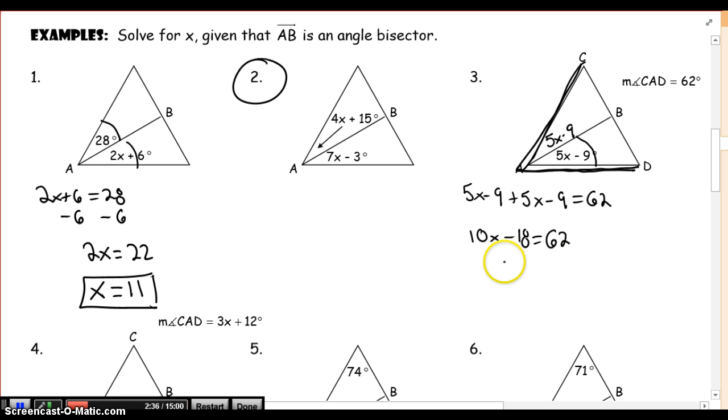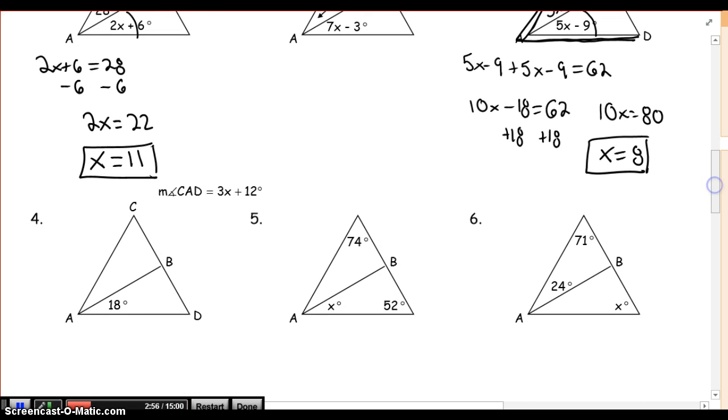Then it's just basic solving for x, like you guys know what you're doing. Adding 18 to the other side, I get 10x equals 80. And then when you divide, x equals 8. As you can see, there's going to be more than one way that we look at these different angle bisecting questions. So that's it for number 3, which means I want you to tackle number 4 on your own.